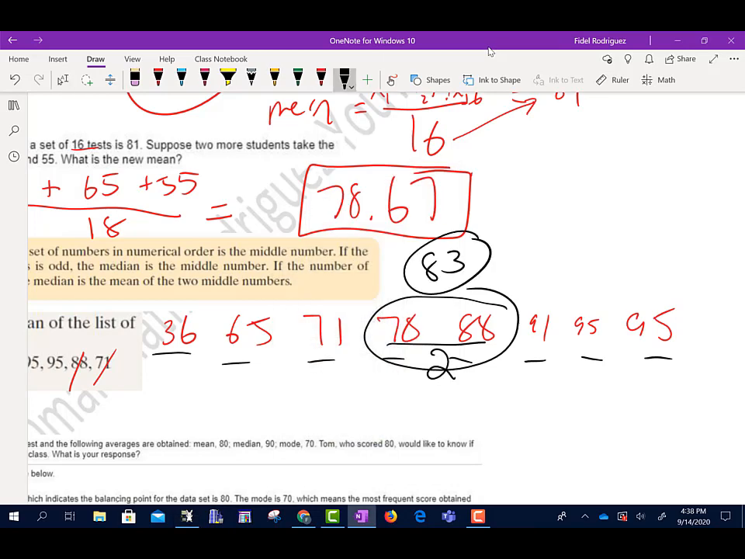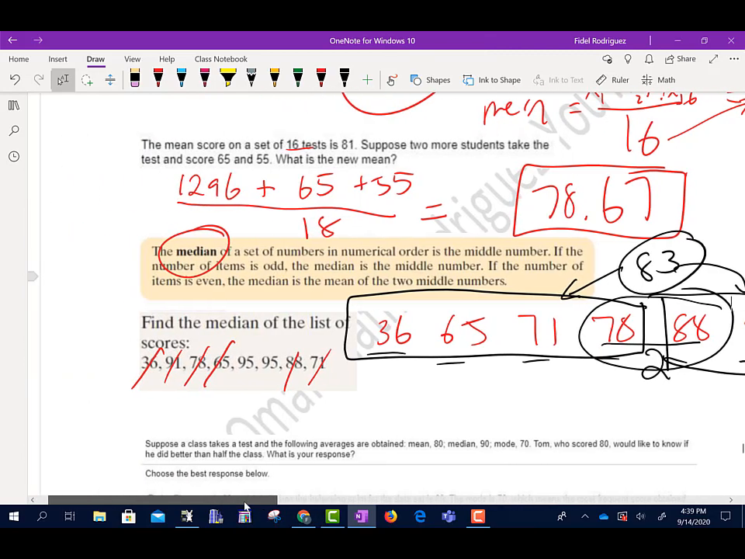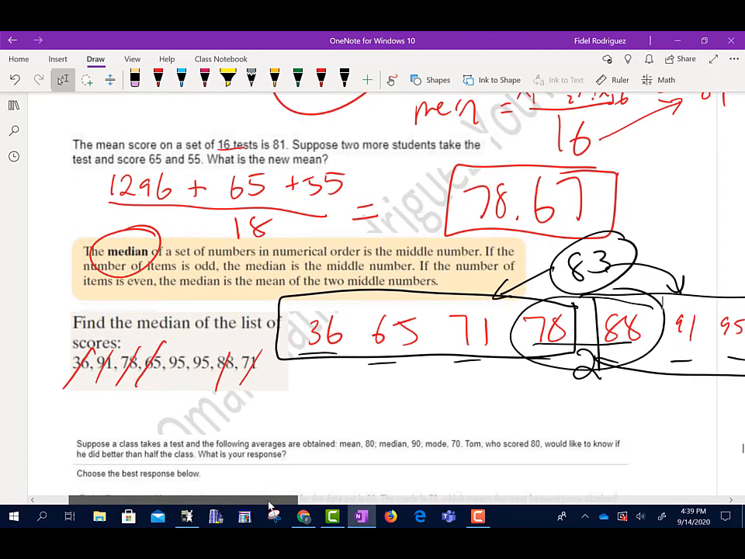Okay, so 83. Think about what 83 is. Half of the numbers are less than 83, and half of the numbers are greater than 83. So 83 is the median. Notice 83 was not even a number that was in my set, but it's the median. It's telling me half of my numbers are smaller than 83 and half of my numbers are bigger than 83. So it's that halfway point.